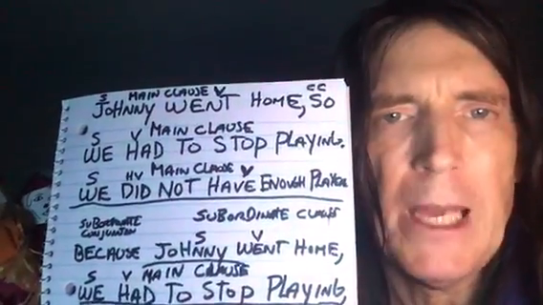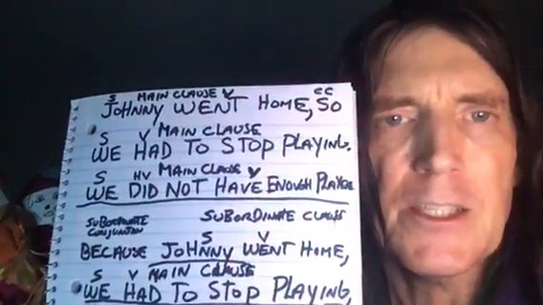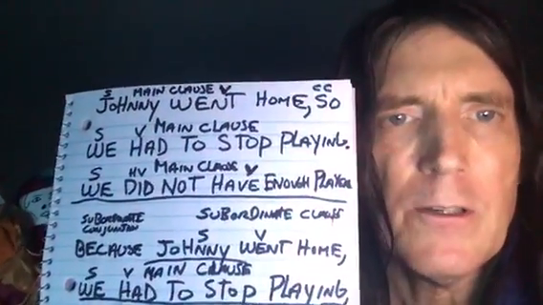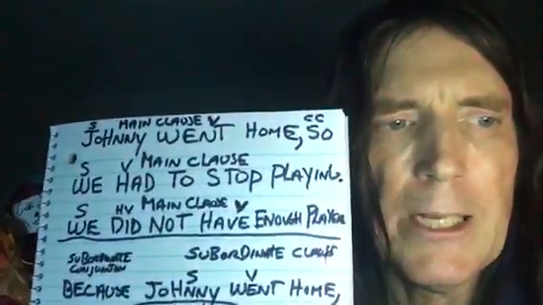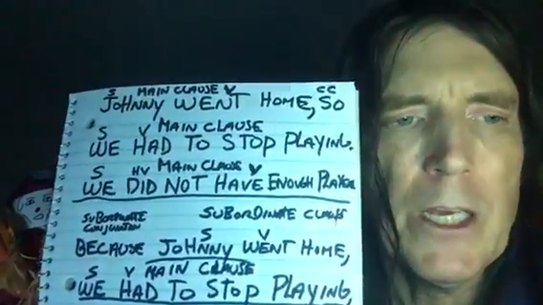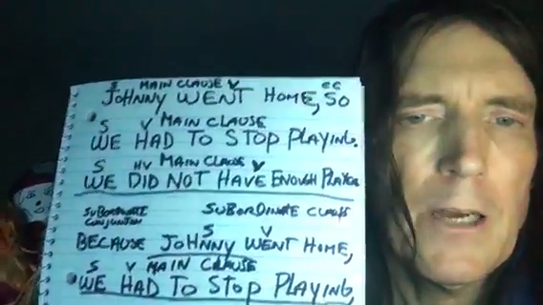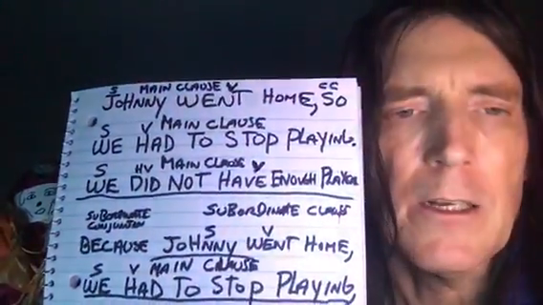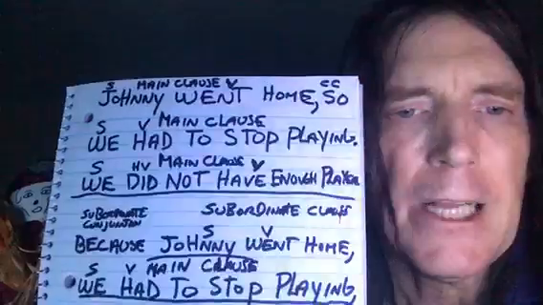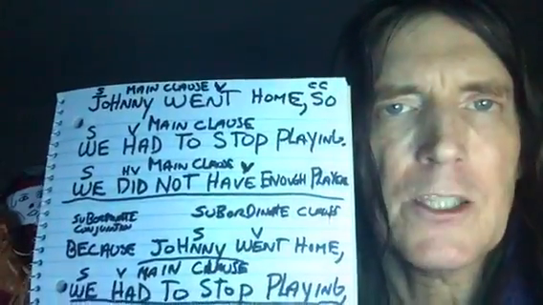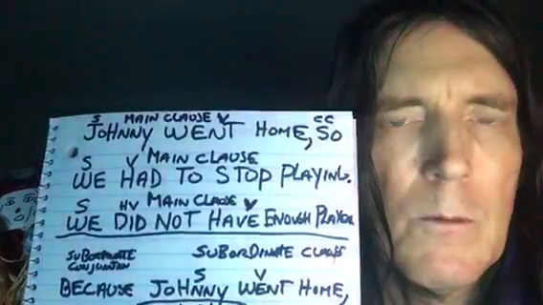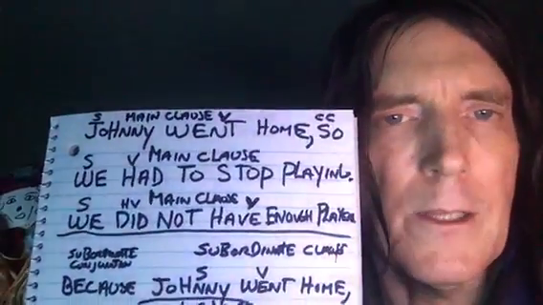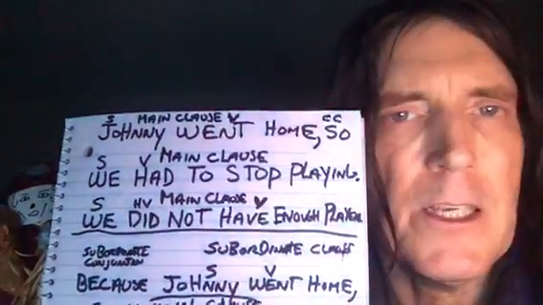And the main clause is we had to stop playing. You have to have at least one main clause in the sentence in order to have a complete thought. The main clause gives you the complete thought. Because Johnny went home, you can't do that. But we can go, we had to stop playing. If we just had that alone, that's fine. That is a complete thought. We had to stop playing. But if you go, because Johnny went home, well, Johnny went home, what? I mean, that sentence is not complete. Not a complete thought.